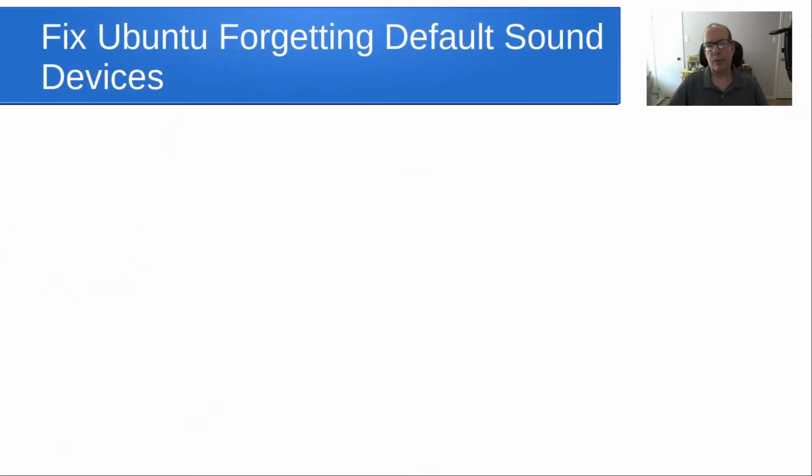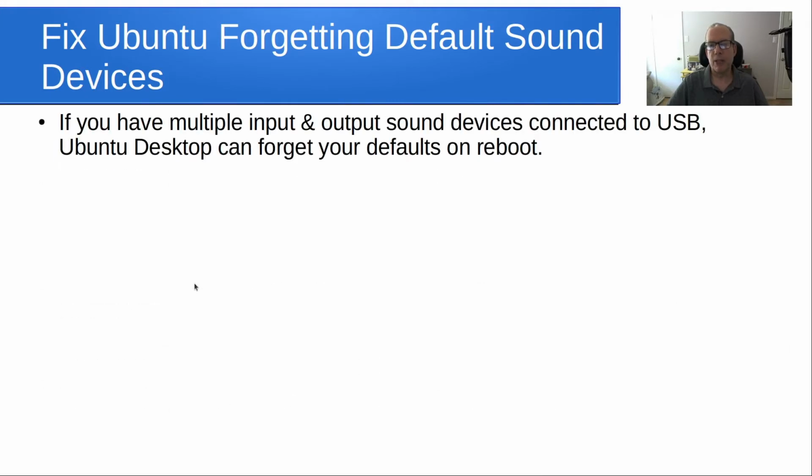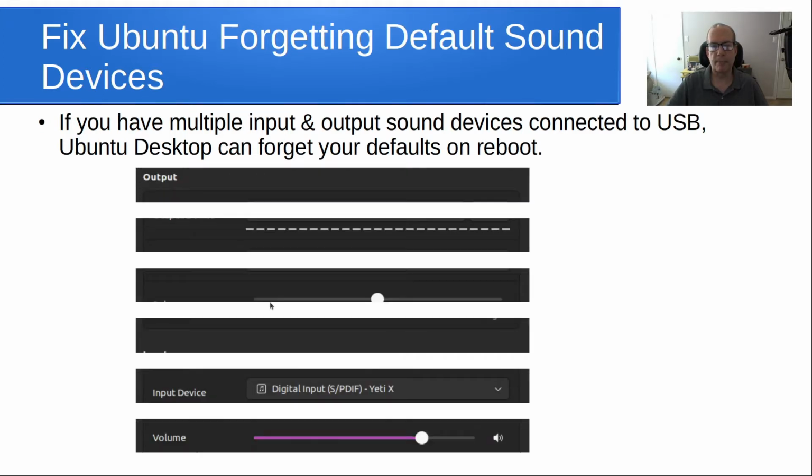So today I wanted to talk about a very simple but nagging problem that other people have asked me about, and so I finally developed a very simple fix for it. And that is fixing Ubuntu forgetting a default sound device. If you have multiple input and output sound devices connected to USB, Ubuntu Desktop can forget your defaults upon reboot, or not even just forget them, but sometimes change them to something random.